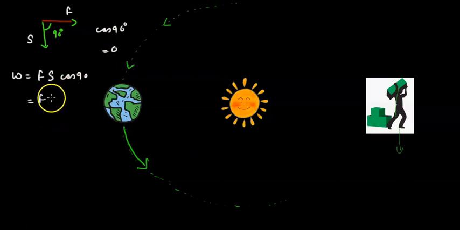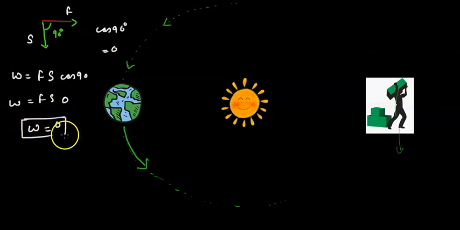So what will happen over here? It will be F S cos 90, which is 0, so work done will be 0. So we can say that whenever a force and the displacement produced are perpendicular to each other, the work done will be 0. Now you might be thinking how it is possible. It seems to make some kind of illogical sense.